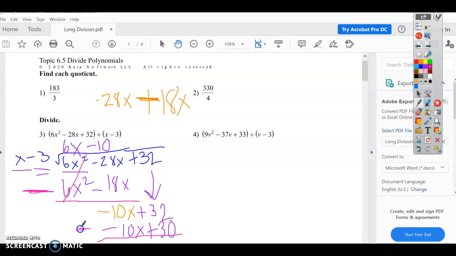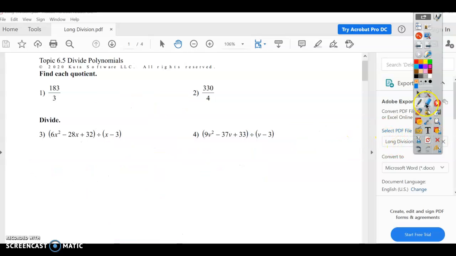So we are subtracting, or you just flip the sign of the second polynomial, so that would be a plus now, and then this would be a minus if you flip. So negative 10 plus 10 is 0. 32 minus 30 is 2. So my final answer is 6x minus 10, remainder 2. Okay?